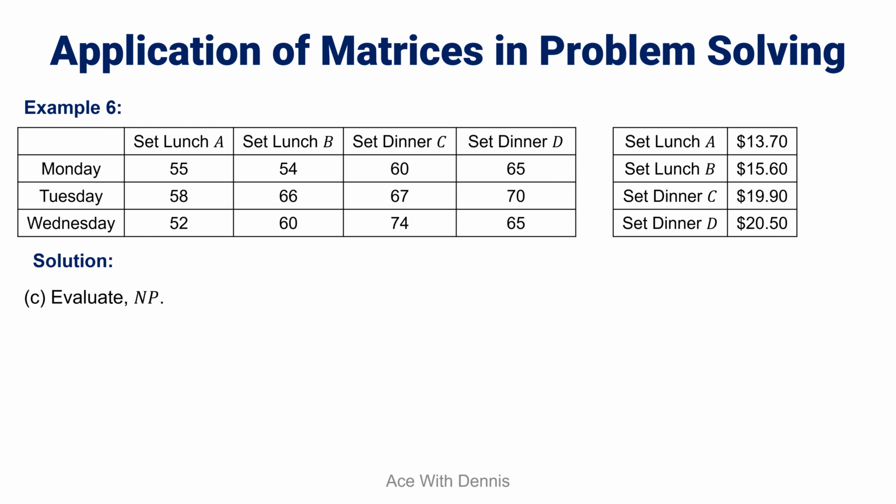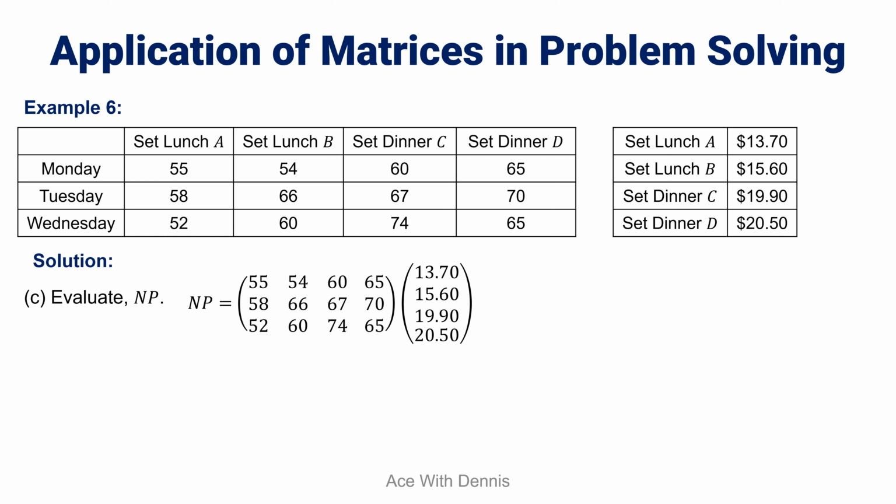C. Evaluate matrix N times P. So let's multiply these two matrices together. So this is the matrix N. This is matrix P. Alright, so the order for this matrix is 3 times 4. The order for this matrix is 4 times 1. So these two numbers are the same, so we can multiply them together.